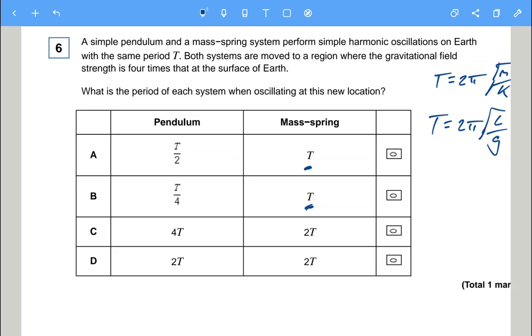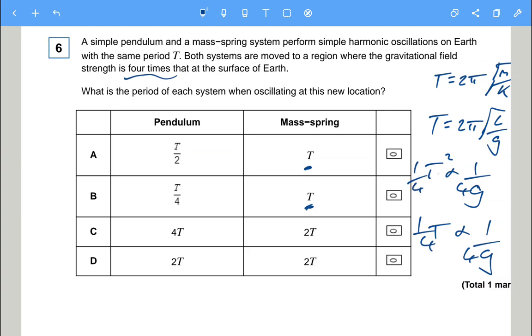The other one is the time period for the pendulum, which would change, because T is proportional to root 1 over g, or T squared is proportional to 1 over g. In this instance, the gravitational field strength is 4 times. So if it was T proportional to 1 over g, and g was 4 times, this would be a quarter, which is the same for the one above, but we can't put a quarter there.